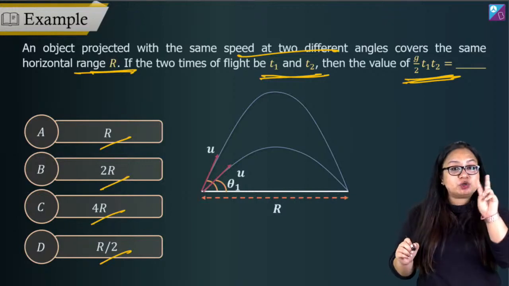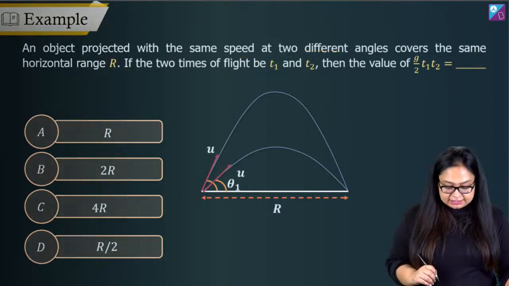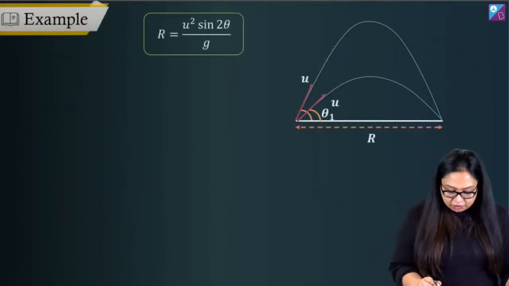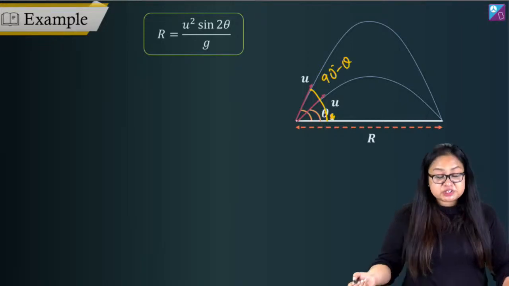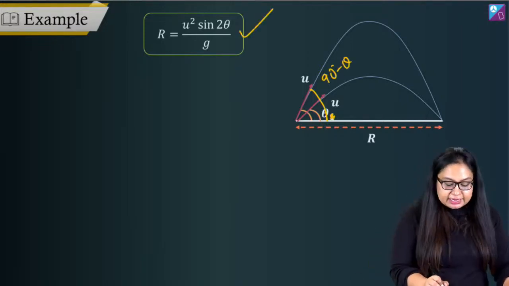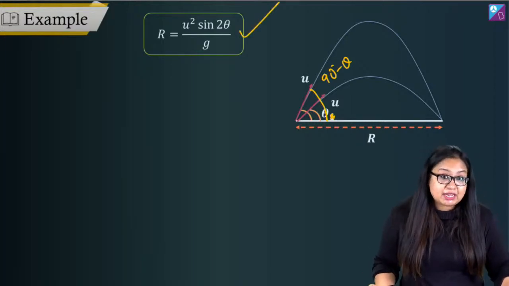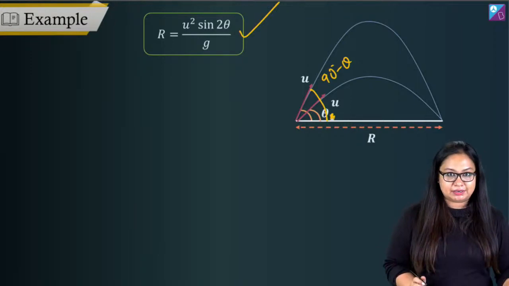So we have two angles that are complementary to each other. One is theta, one is 90 minus theta. Both are projected with the same initial velocity. Now range is u square sine 2 theta by g. And since options are in terms of range, we want to keep this relation in mind.